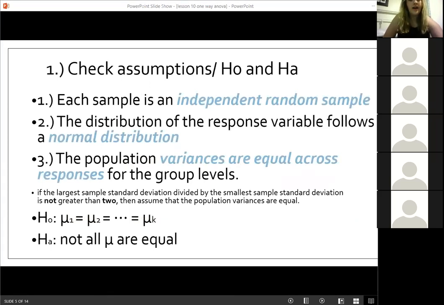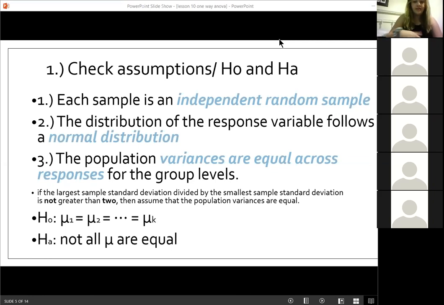So we have to check our assumptions first, and then write our null and alternative. We have 3 assumptions specifically for ANOVA. They have to be independent random samples. They have to follow a normal distribution. And lastly, the population variances have to be equal across the responses for the group levels. The note at the bottom is a rule of thumb that you use in ANOVA tests: if the largest sample standard deviation divided by the smallest sample standard deviation is not greater than 2, then you can assume that this third assumption is met.